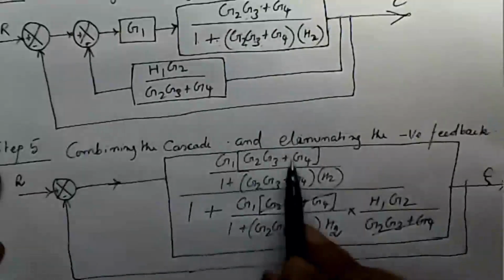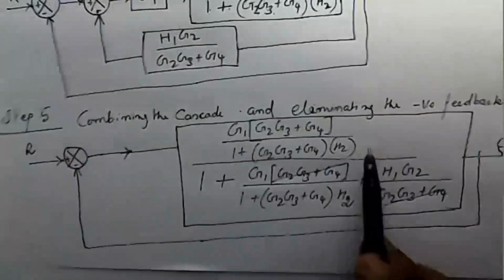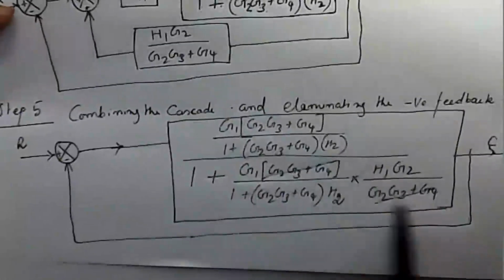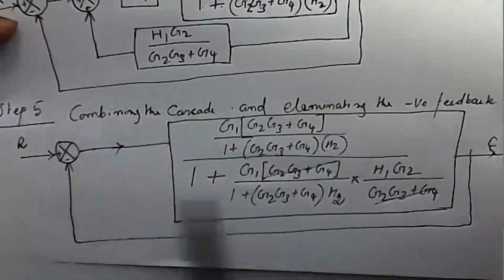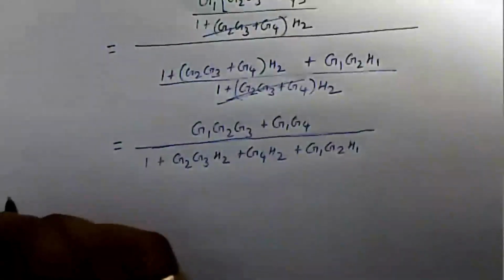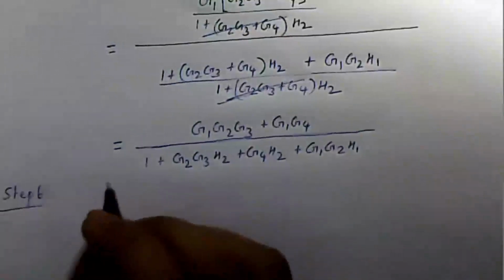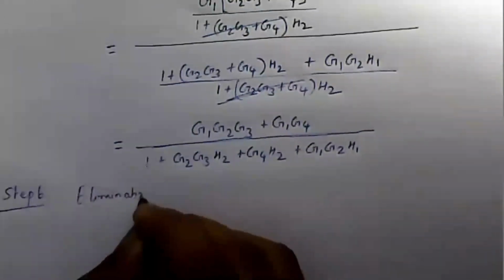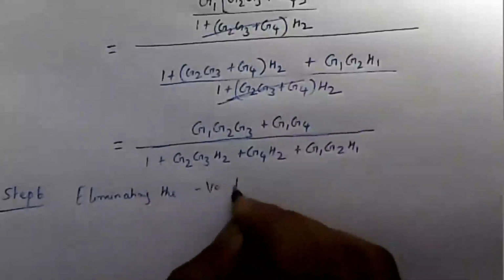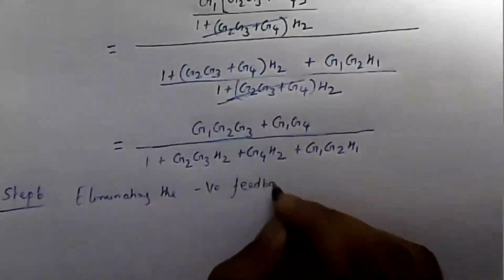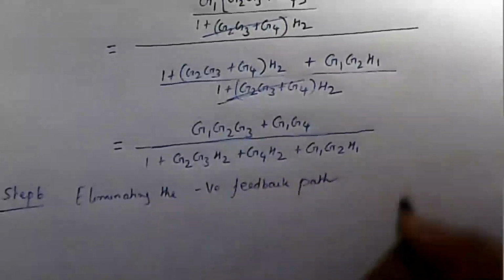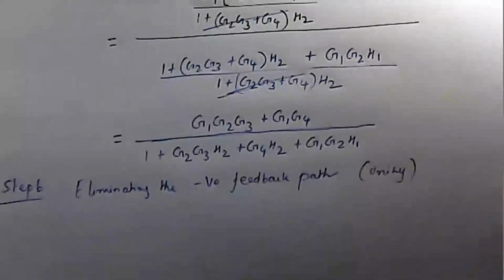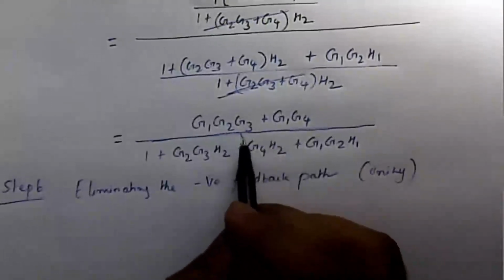Now simplify the final block. This one is the simplification of this block. Now finally one feedback loop is there, eliminating the feedback loop. Step number 6, eliminating the negative feedback. Again, negative feedback path, this is a unity feedback path, so the H value is 1. Therefore, this is the forward path gain.